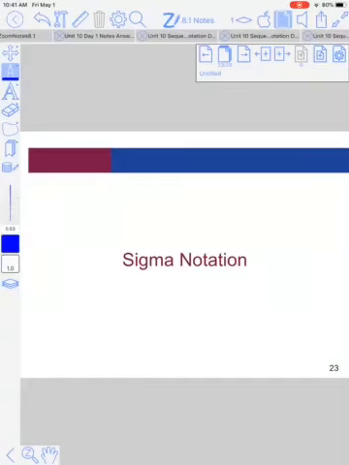Go, guys. Here we go. Sigma notation. We're going to start out with sigma notation today. This is our last part of this unit, of this section.